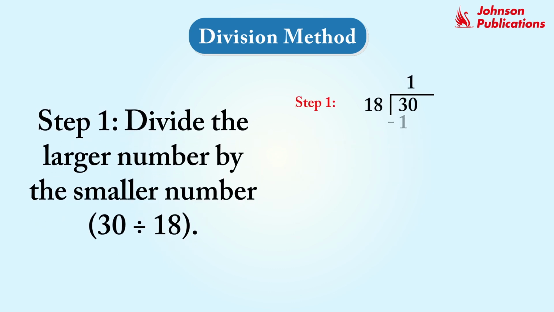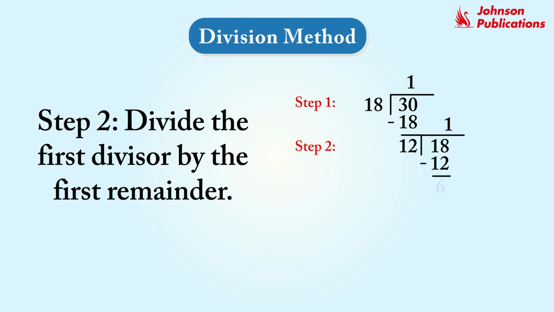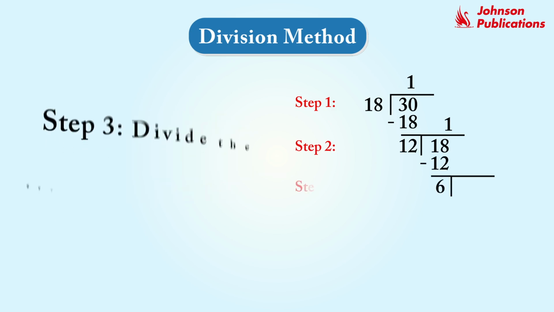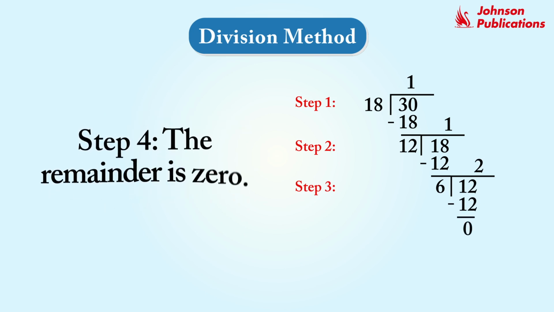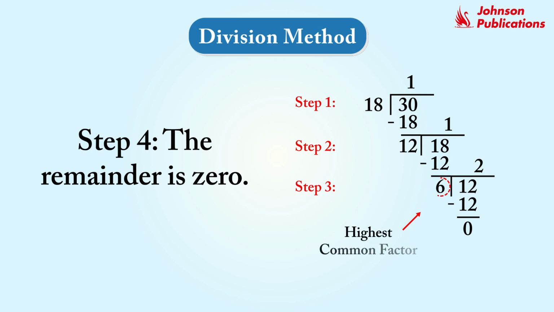Step 1. Divide the larger number by the smaller number. Step 2. Divide the first divisor by the first remainder. Step 3. Divide the second divisor by the second remainder. Step 4. The remainder is 0. Thus, this is the highest common factor of the numbers 30 and 18.